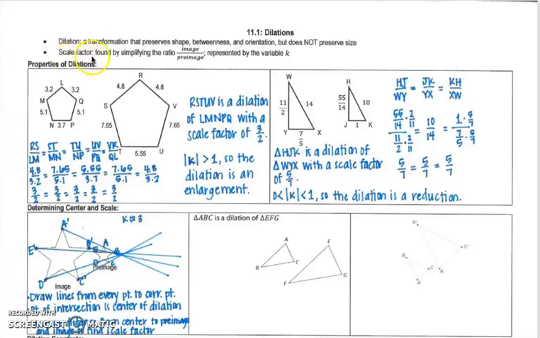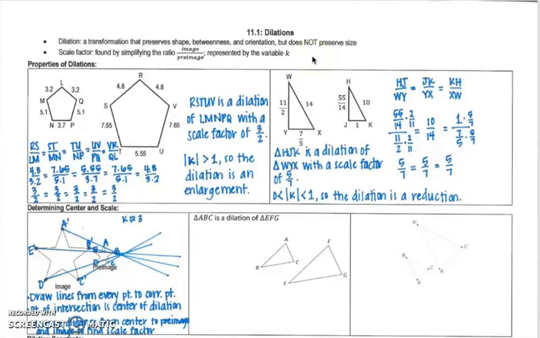A dilation is made based on a scale factor, and a scale factor is found by simplifying the ratio of a segment of the image over a segment of the pre-image. Your image is the dilated figure, your pre-image is the first figure that you started with, and the way that we identify our scale factor is using the variable k.